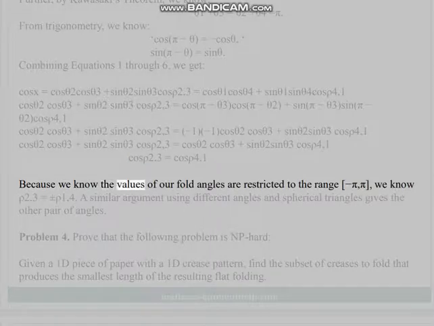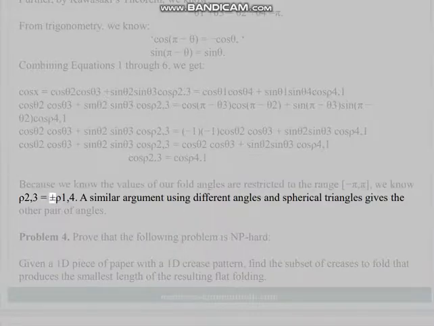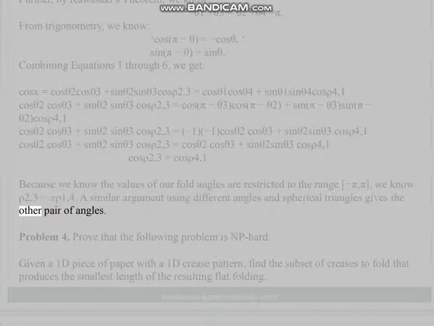Because we know the values of our fold angles are restricted to the range minus pi to pi, we know ρ2,3 equals plus or minus ρ4,1. A similar argument using different angles and spherical triangles gives the other pair of angles.